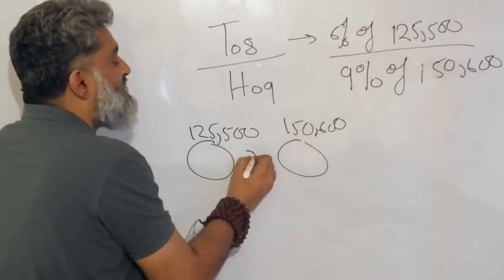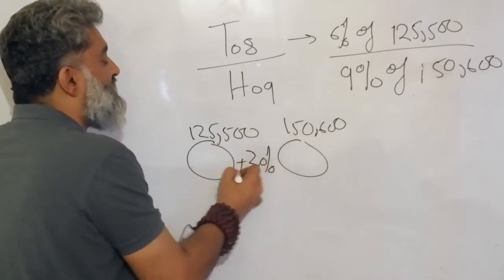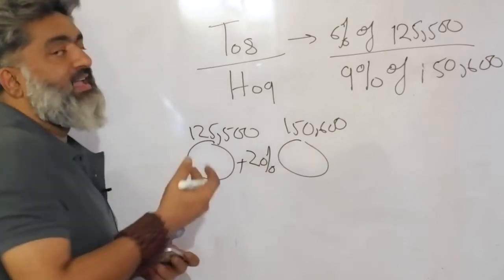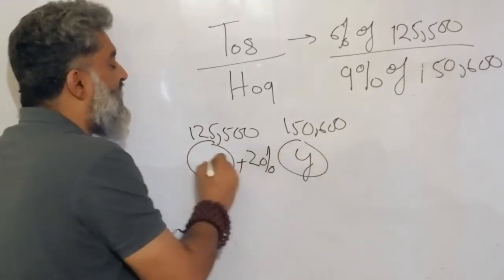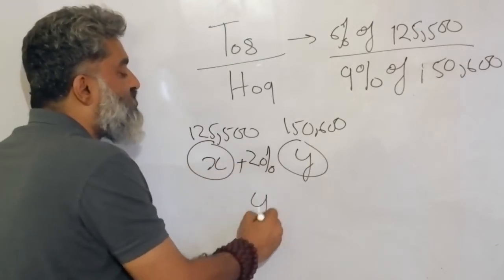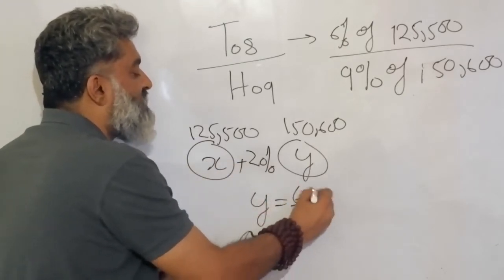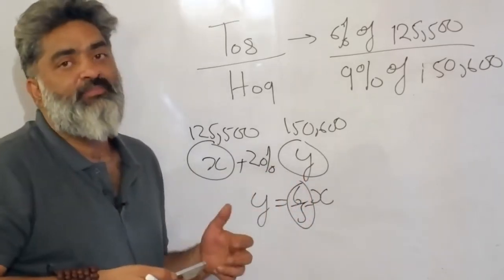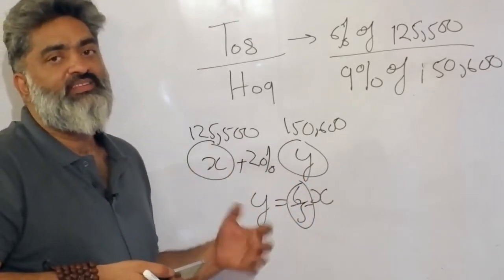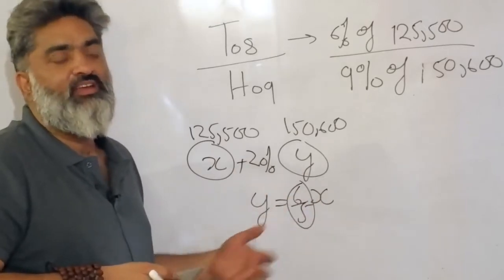Essentially this one is 20% more than this one. So now I can start using my percentages theory. If I call this pie chart y and this pie chart x, I know y is equal to 6 by 5 of x. If you don't know why or how this has happened, quickly go through the percentages playlist and this will be very clear in no time.